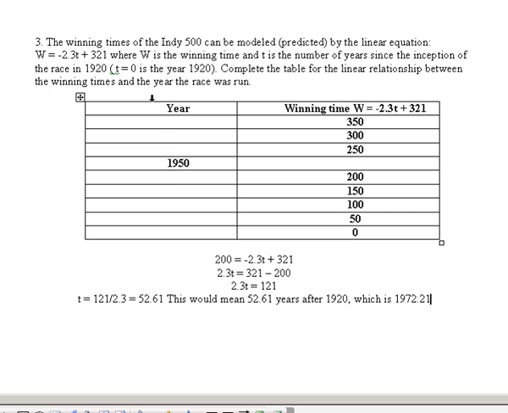Now this one here, all you have to do to solve what is the winning time for the year 1950 is this. Well, 1950 is 30 years after the base year of 1920. So we would have to substitute 30 in for the t, and then at that point there's no equation to solve. You would just do negative 2.3 times the 30, and the 30 again came from the fact that you're taking how many years after 1920 is the year 1950. Well, that's 30 years later, so substituting the 30 in there for t, it's negative 2.3 times 30, then plus the 321, and if you work that out, you get 252. So the approximate winning time for the year 1950 is 252 minutes. And we'll stop it there.